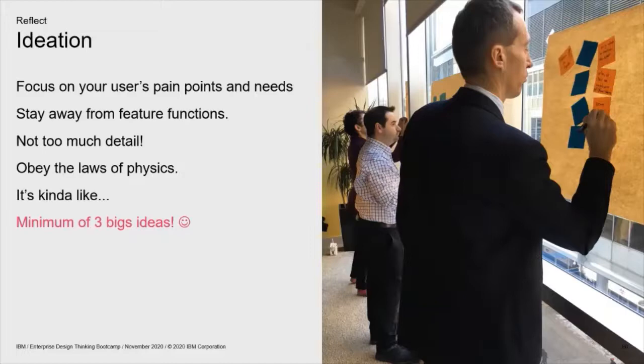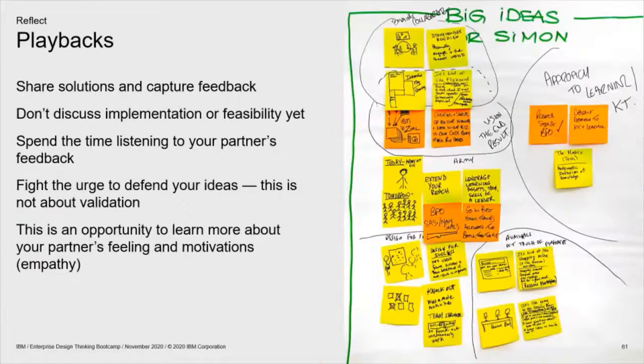If my problem is that I have traffic on the way to work, the big idea can't be that they're going to beam me to work. So it needs to be something that is within the bounds of physics. When you're working in a team, I'd recommend no less than 3 big ideas per team member. And then again, you go back and you reflect to the wider group, and you do so as a group, right? You play back, and everyone gets to present their idea, right?